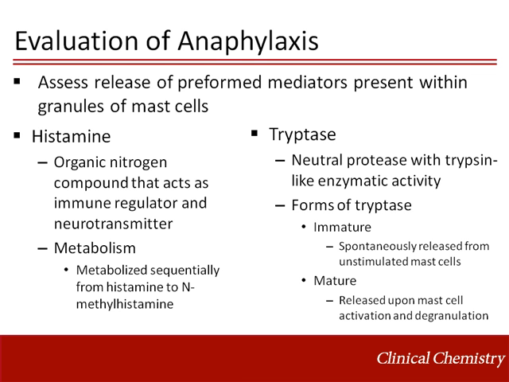Histamine is a bioactive nitrogen compound that acts as both a neurotransmitter and as a regulator of the immune response. It is rapidly metabolized to N-methylhistamine, which is subsequently released into the urine. Tryptase is a neutral protein with enzymatic activity similar to trypsin. There are two forms of tryptase, immature and mature. Immature tryptase is released spontaneously from unstimulated mast cells, while mature tryptase is released only from mast cells that have undergone activation and degranulation.